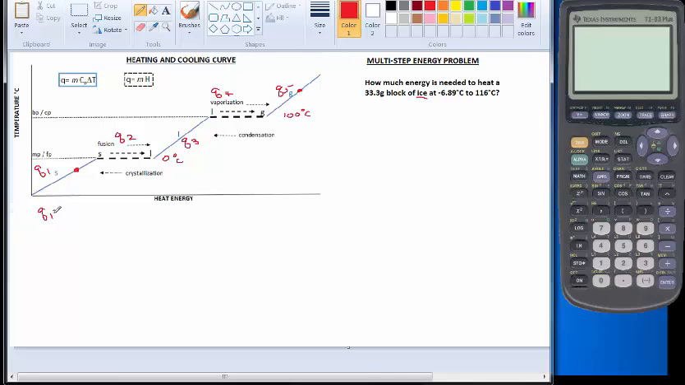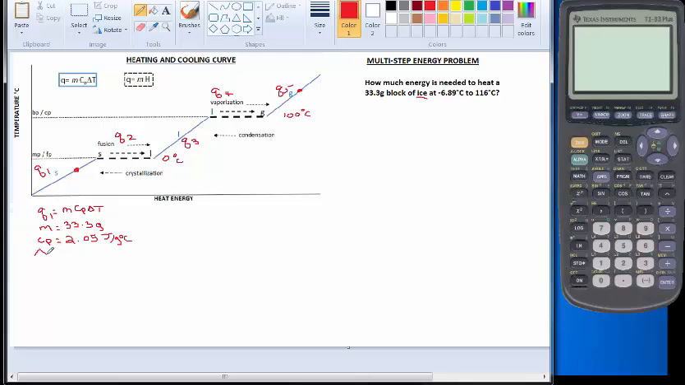Q1 corresponds to the equation mCp delta T, where m is our mass, and according to our problem, our mass is 33.3 grams. The specific heat capacity in this part of our problem is going to be the specific heat capacity for ice, which according to our reference table is 2.05 joules per gram degree Celsius.